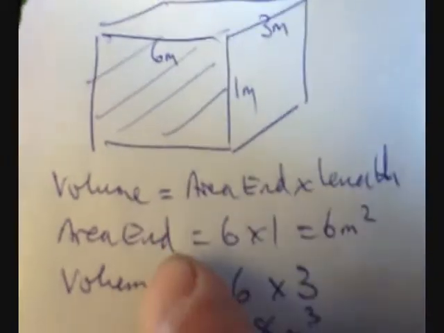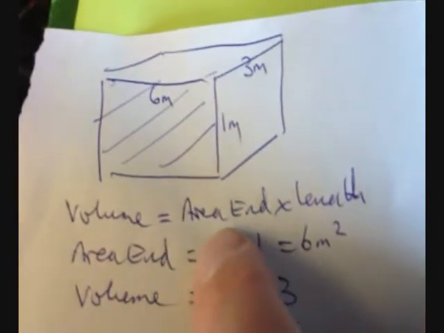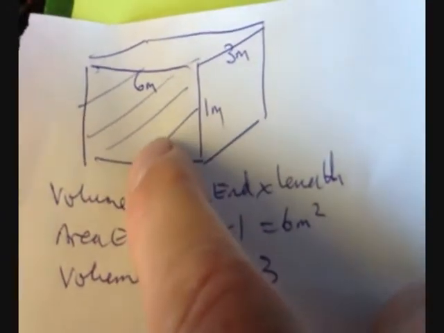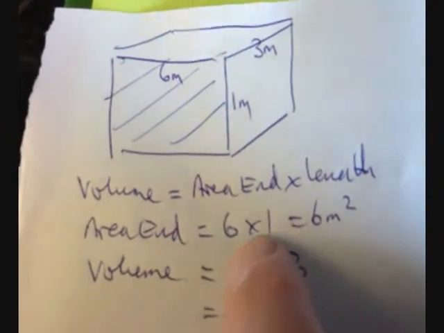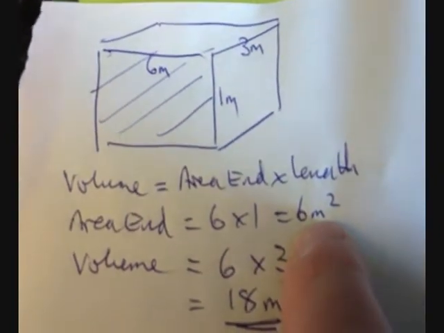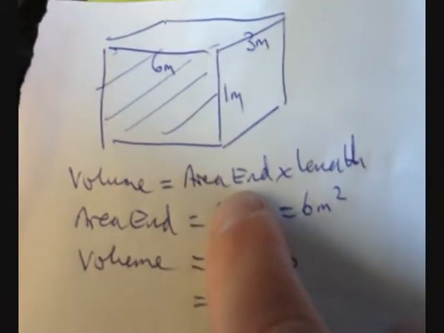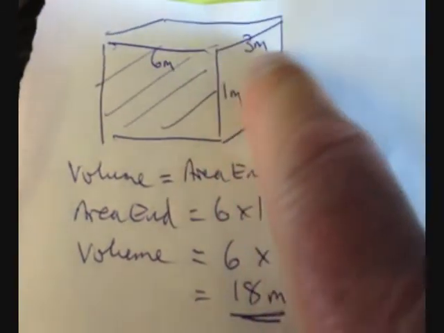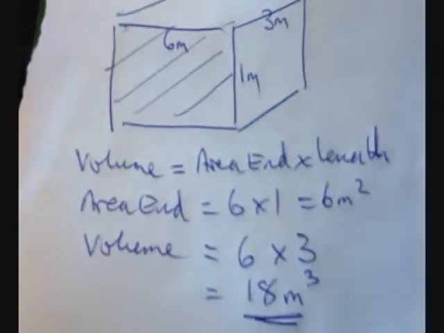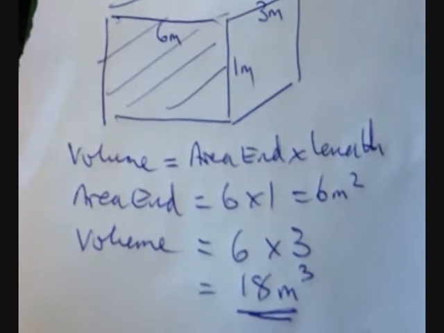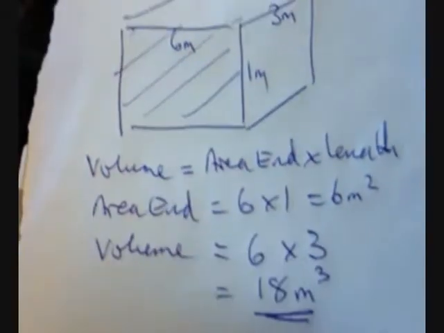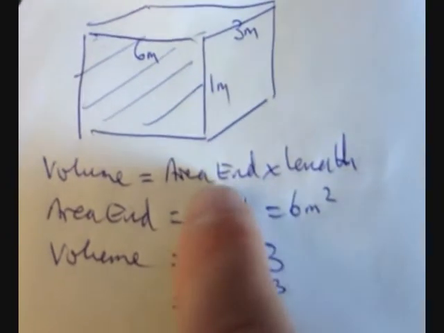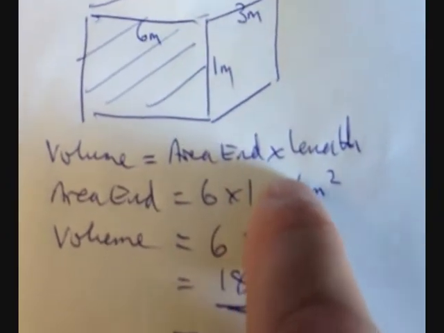Then don't forget to write this formula down. Volume is the area of the end times the length. We're going to use this as the area of the end this time. So that's 6 by 1, which is 6. Then the volume, which is the area of the end, 6, times 3, the length of it, making 18 cubic meters. So the answer there, 18 cubic meters. Don't forget, volume is the area times the length. That's always the first formula on your formula sheet.